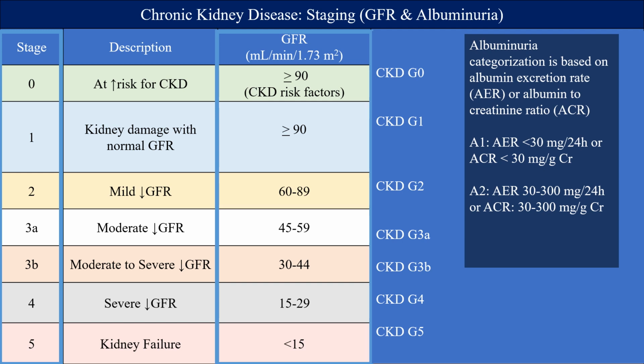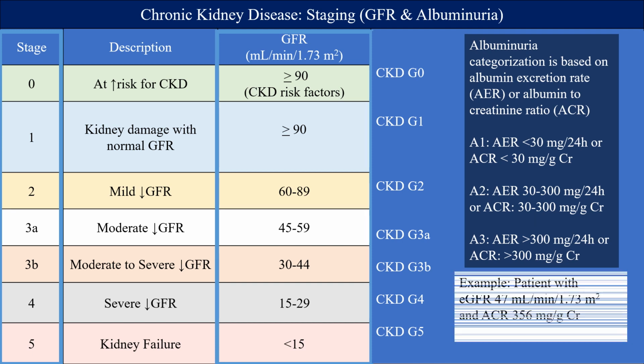A2 denotes moderate albuminuria, where AER ranges from 30 to 300 milligrams per 24-hour urine collection, or ACR ranges from 30 to 300 milligrams per gram. A3 denotes moderate to severe albuminuria, where AER is greater than 300 milligrams per 24 hours, or ACR greater than 300 milligrams per gram of creatinine.